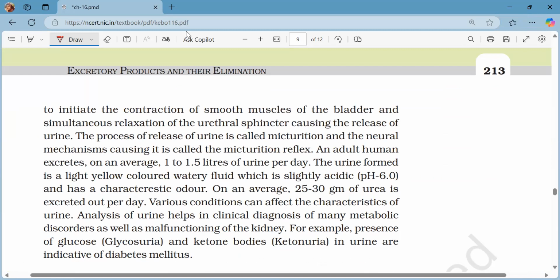This process of release of urine is called micturition. And this whole thing, from the receptor to the CNS and the action, is a neural response, and we call it the micturition reflex. Now, an adult human excretes 1 to 1.5 liters of urine per day. The urine is a light yellow colored, watery fluid, and it is slightly acidic, that is, the pH is 6. And it has a characteristic odor.